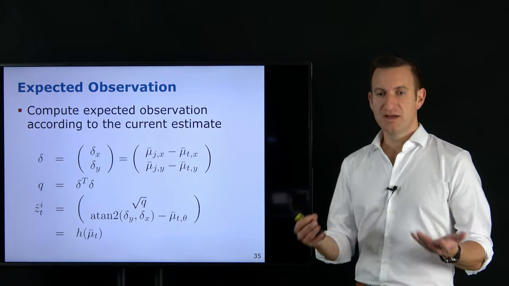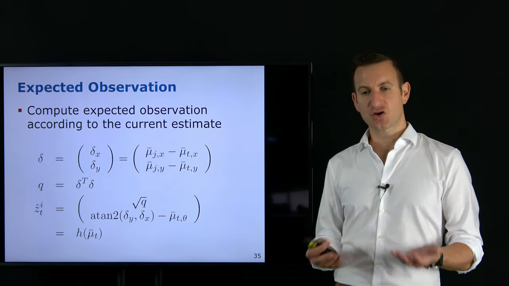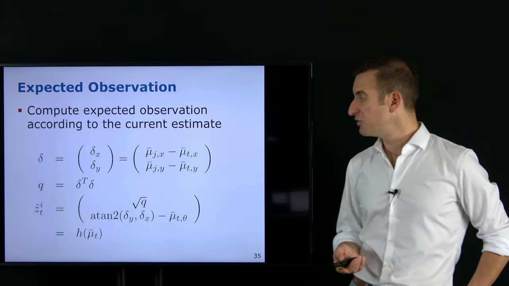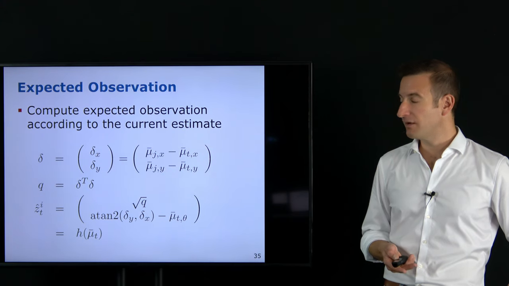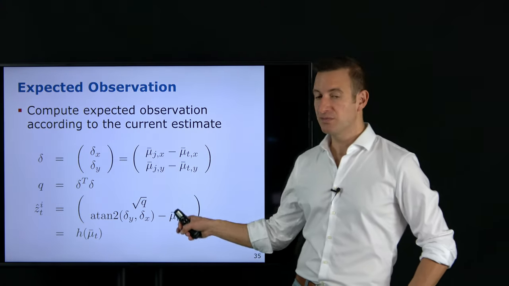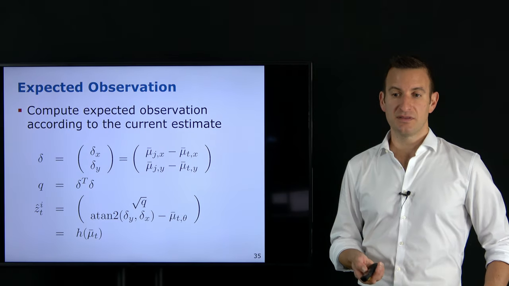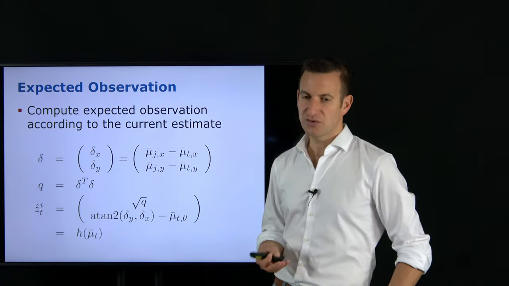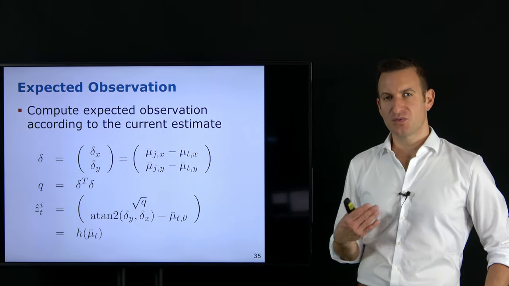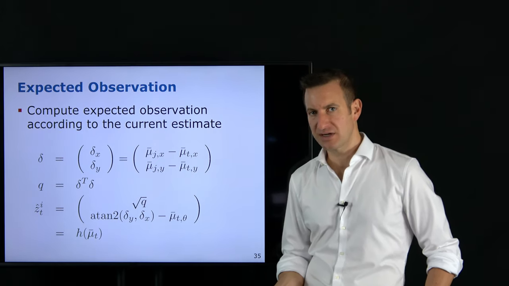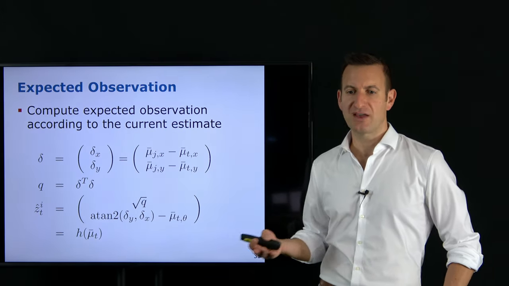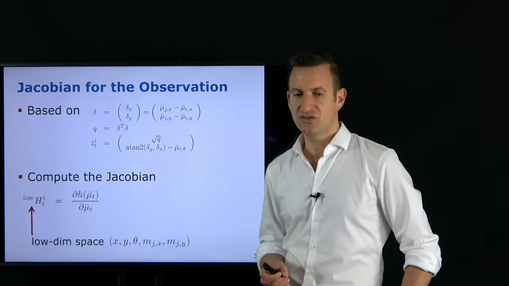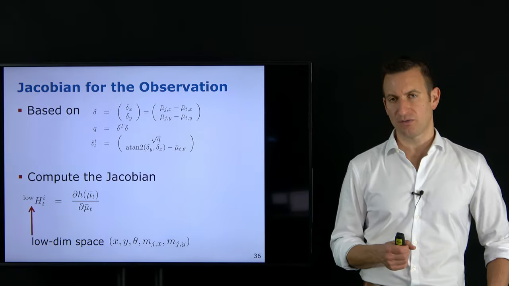I specified h. Now, the next thing is how to compute the Jacobian of this h, because I need the Jacobian of this function to be taken into account for computing the Kalman gain. So what I need to do is take this function and compute the Jacobian. So what are the quantities which matter over here? The quantities which I need to derive are basically with respect to the x location, the y location, and the orientation of the platform, and with respect to the x and y location of my landmark. So for the Jacobian, I basically have 5 quantities which are interesting for me, which are non-zero over here.